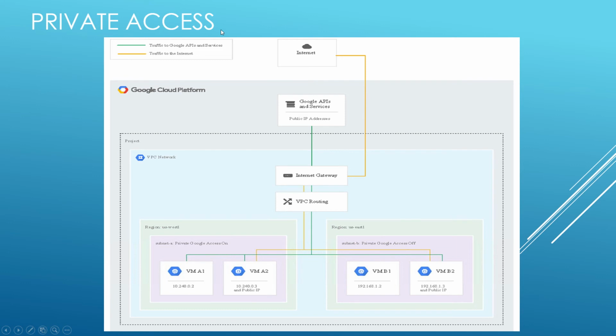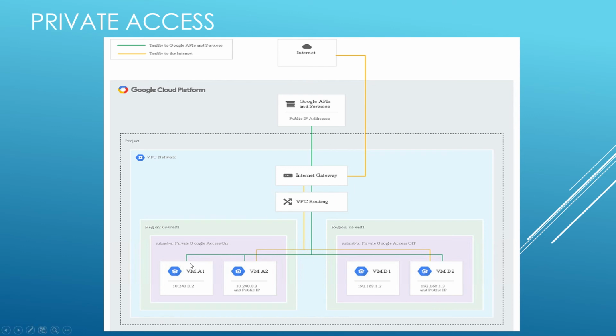Now let's talk about private access. Private access allows access to Google APIs and services without having the need for any internet access. It means the traffic is going to go on the Google backbone and reach the Google APIs and services. As a security professional, this is a preferred choice for us because we are limiting access to the internet.